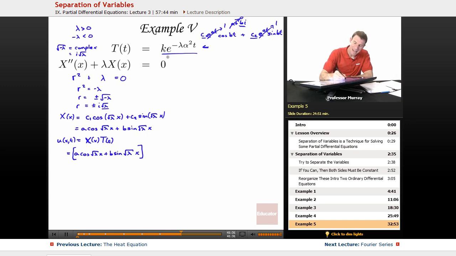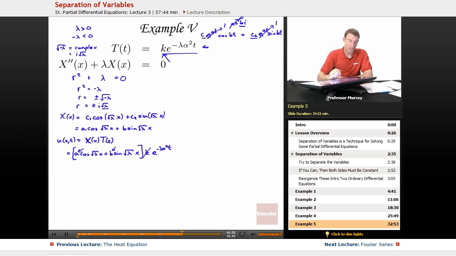By the way, that k, I'm going to drop it. And the reason I'm going to drop it is because if I put a k right here, it could be absorbed right into the A and B. So I'm just going to cancel that k out, and I'm going to put e to the negative lambda alpha squared times t. That's my u of x,t.